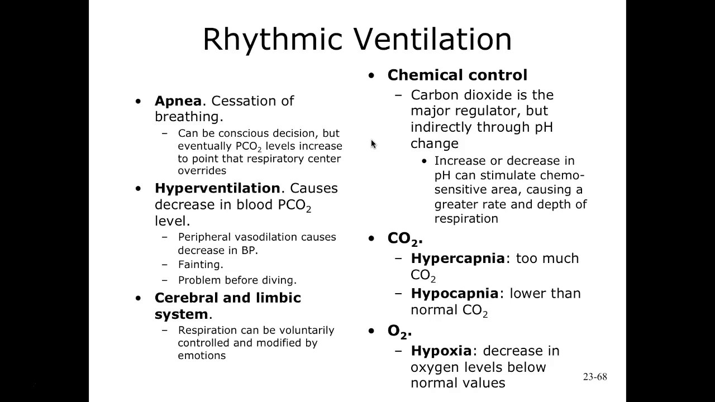Next, let's get into rhythmic ventilation. First, we're going to talk about apnea, which is a stopping or cessation of breathing. This could be a conscious decision, but eventually we start to build up the partial pressure of carbon dioxide within our arterial blood, and it gets so high that our body decides to override our conscious thought. It causes our respiratory center to override the thought processes happening in our cerebrum, and has our respiratory system take charge.